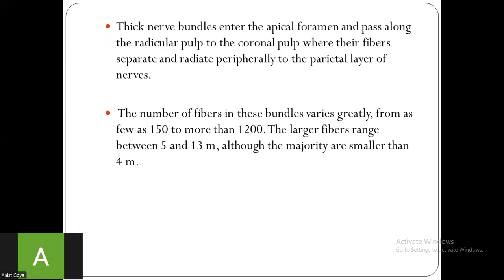Thick nerve bundles enter the apical foramen and pass along the radicular pulp to the coronal pulp, where the fibers separate and radially irradiate peripheral to the parietal layer of the nerves. The nerve fibers in this bundle vary greatly from as few as 150 to more than 1200. The larger fibers range between 5 and 13 micrometers, although the majority are smaller than 4 micrometers.